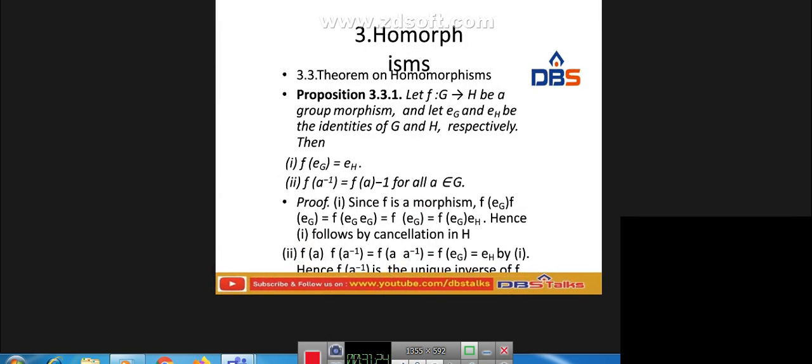Theorem. Let f: G → H be a group morphism, and let eG and eH be the identities of G and H respectively. Then f(eG) = eH, and f(a^-1) = f(a)^-1 for all a belongs to G. Since f is a homomorphism, f(eG) = f(eG · eG) = f(eG) * f(eG). Hence it follows by the cancellation law that f(eG) = eH. Hence f(a)^-1 is the unique inverse of the given group.